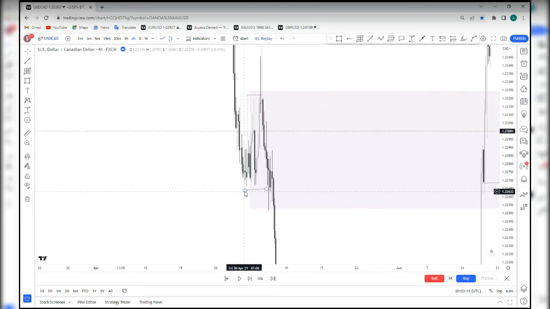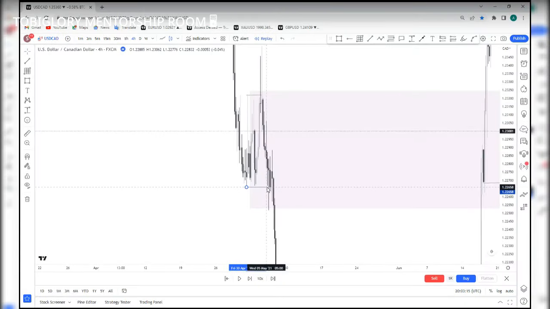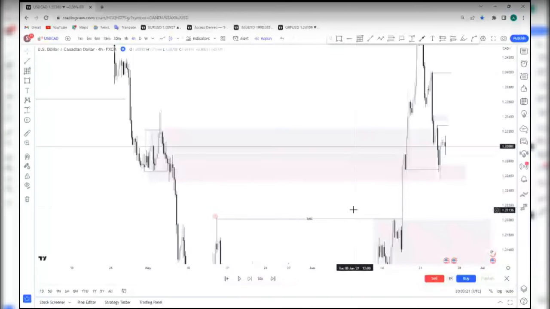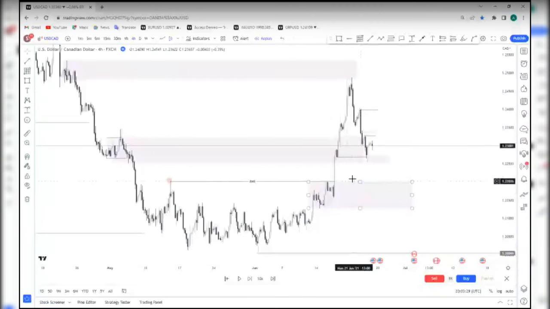Be it on 5 minutes, be it on 3 minutes, be it on 1 minute. No, don't let me go to 1 minute. 1 minute is trash. It is just for entry. Now look at this area. Normally, we will not take note of this angle. What we'll be doing is this aspect. We'll be looking at these aspects.